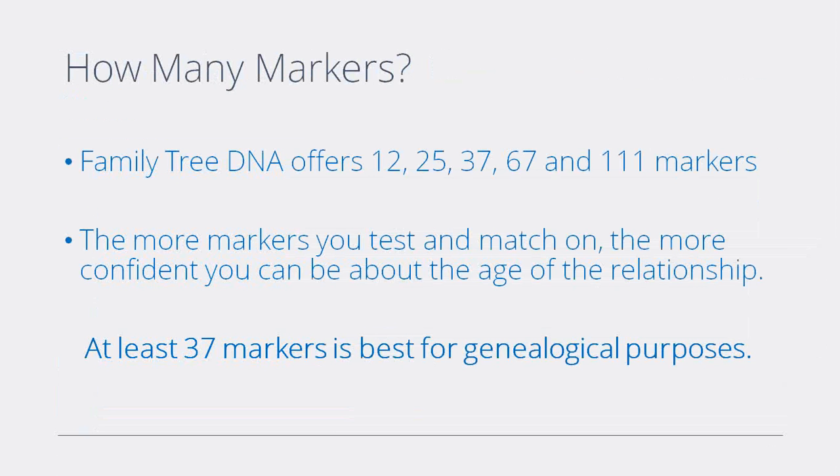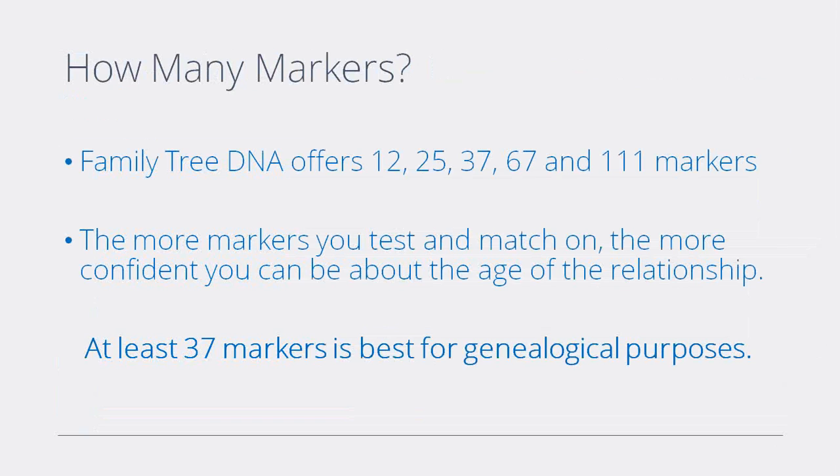But given those numbers, and the fact that the more markers you test and match on, the more confident you can be, the 37 marker level has turned out to really be the best minimum level for genealogy. The 12 and 25 are very entry level. The matches are very broad. So if you're really trying to just dip your toe in the water and see what it looks like, then 12 markers, 25 markers, you could do.